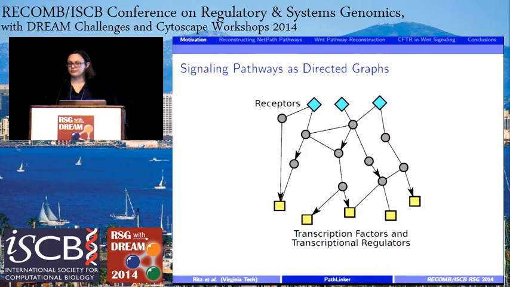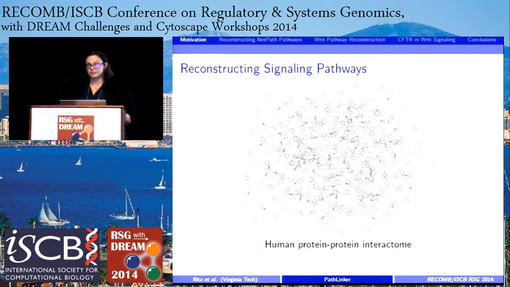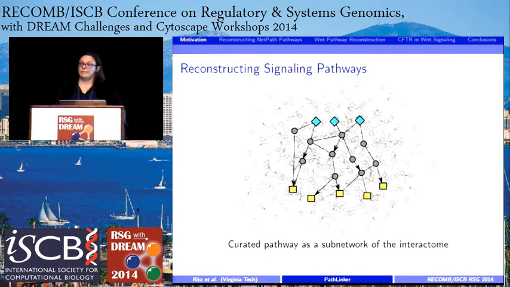So we can model these as directed graphs where the nodes are proteins and the edges represent interactions between proteins. And we're going to assume that signaling pathways start at a number of receptors and end at a number of transcription factors or transcriptional regulators. So if this is our curated pathway that we'd like to reconstruct, we want to do so in the context of a much larger, much messier protein-protein interactome. So this interactome represents all known interactions between human proteins. We can assume that this curated pathway, the pathway that we get from NetPath or KEGG, is a subnetwork of this interactome.